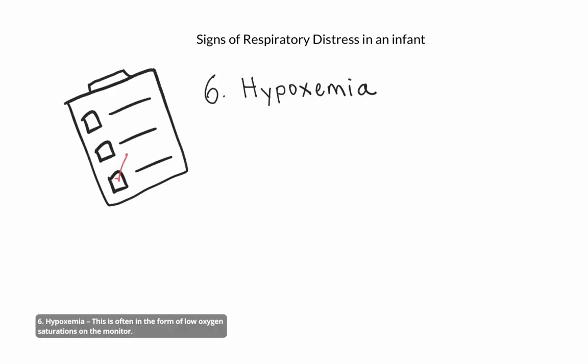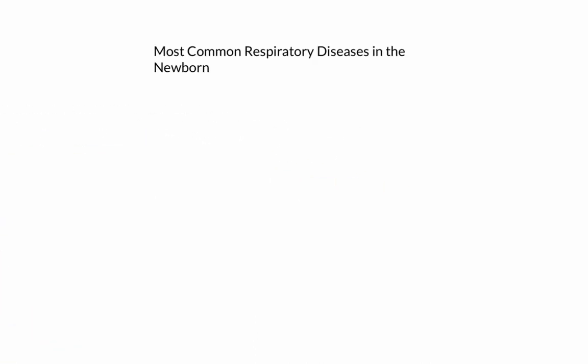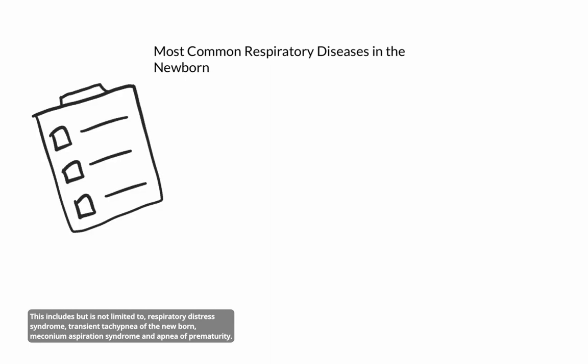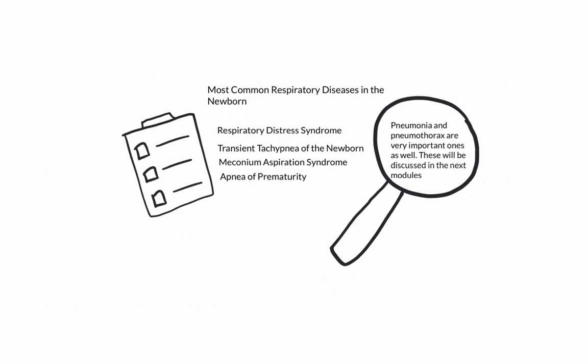6. Hypoxemia. This is often in the form of low oxygen saturation on the monitor. Now, we are going to introduce the most common respiratory diseases in the newborn. This includes, but is not limited to, respiratory distress syndrome, transient tachypnea of the newborn, meconium aspiration syndrome, and apnea of prematurity. Respiratory distress syndrome.